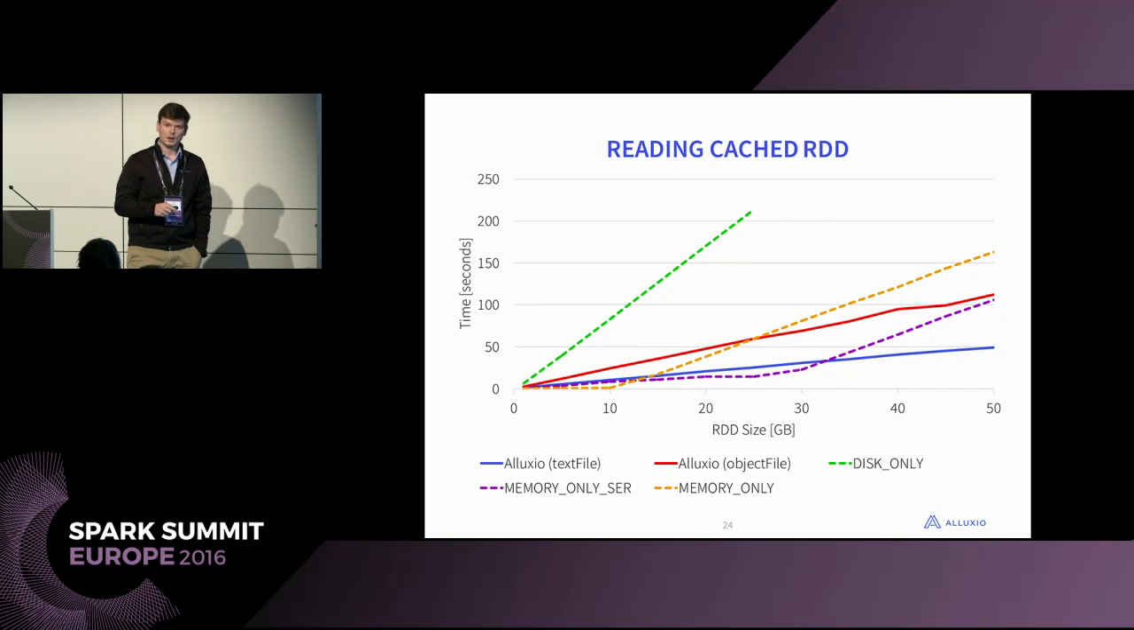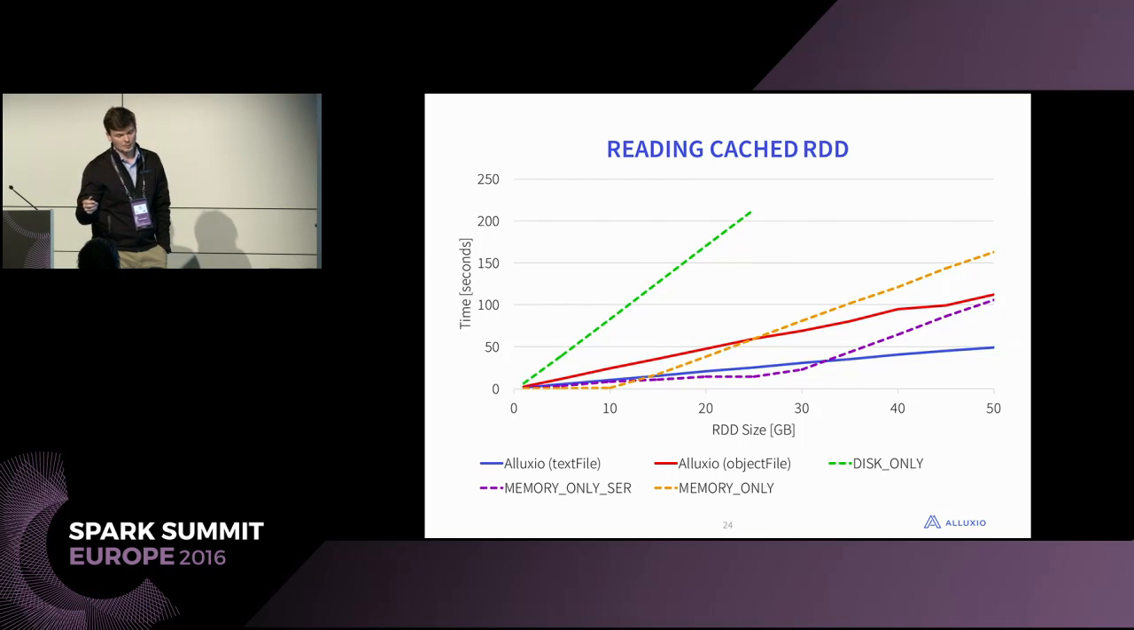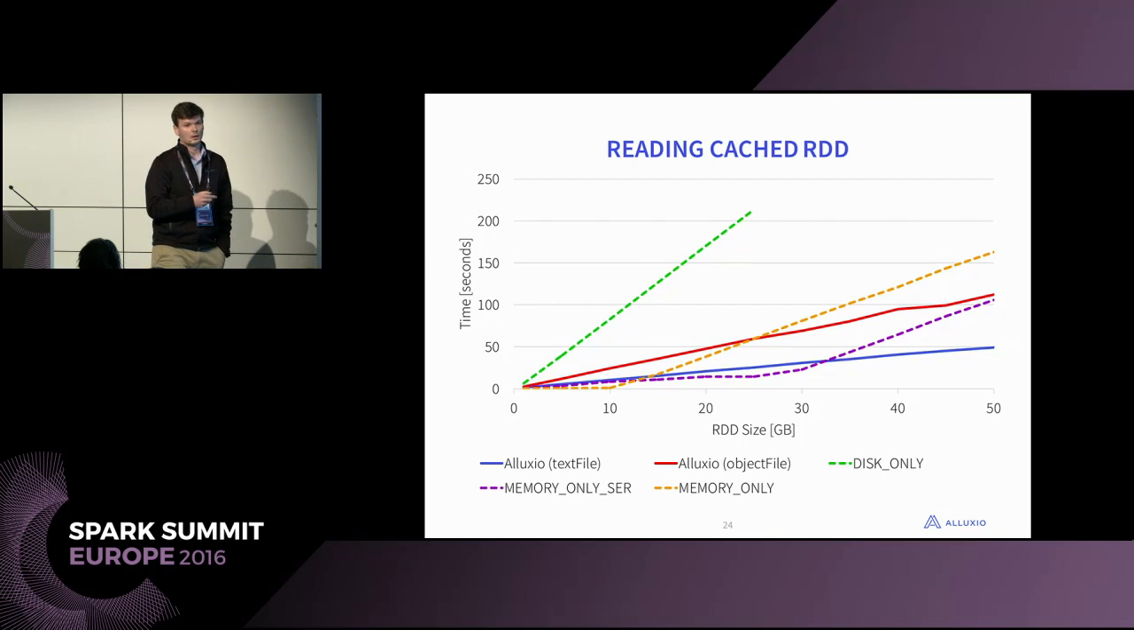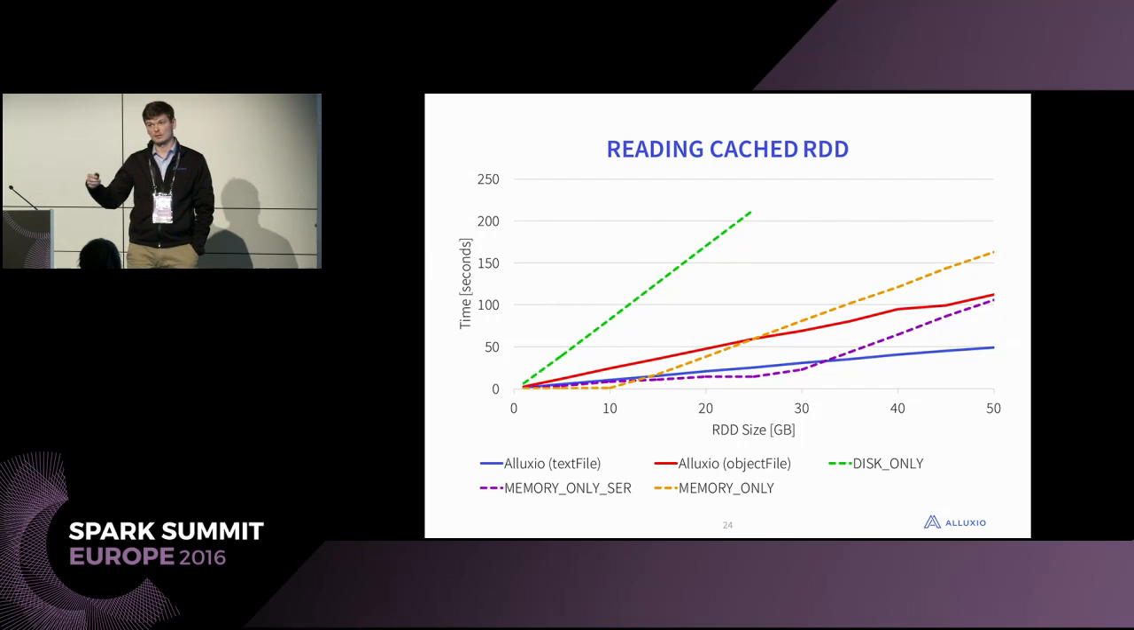So let's take a look at how reading a cached RDD looks. Let me first explain what you're looking at here. On the horizontal axis, we varied the size of the RDD that's being read, from 1 gigabyte all the way to 50 gigabytes. And on the vertical axis, we plot the time needed to read this RDD using a new context into a new Spark executor. Not surprisingly, disk is the slowest.